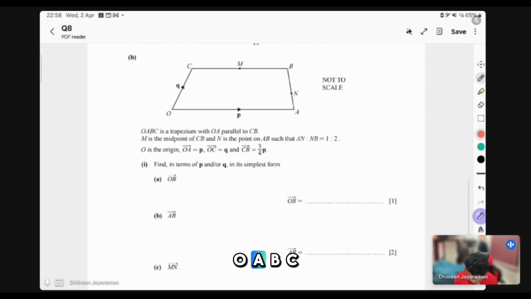OABC is a trapezium with OA parallel to CB. M is the midpoint of CB and N is the point on AB such that AN to NB is 1 to 2. O is the origin, OA is p, OC is q, and CB is 3 over 4 p. Find OB in terms of p and q in its simplest form.